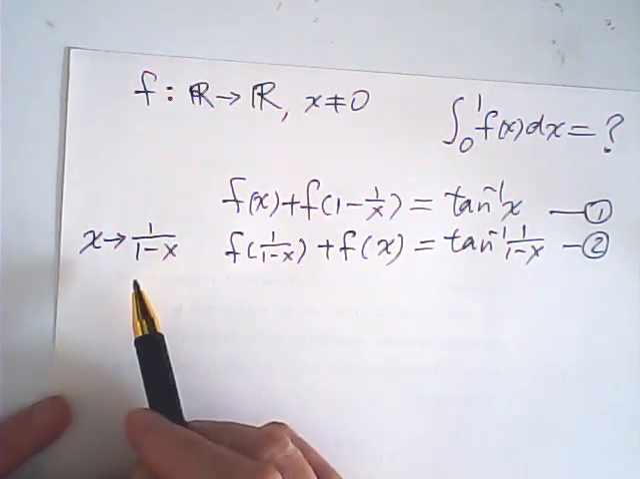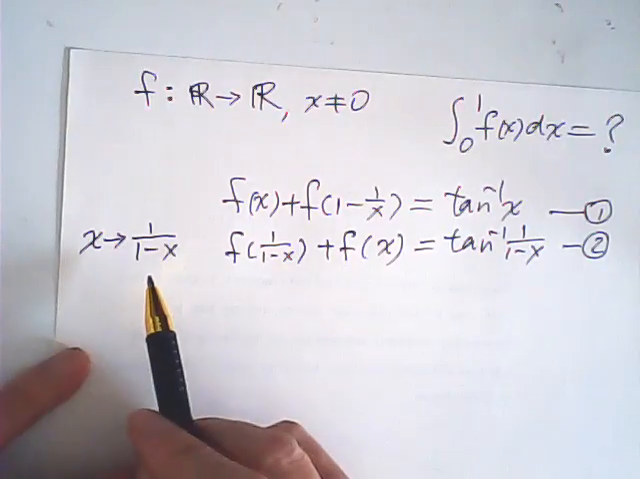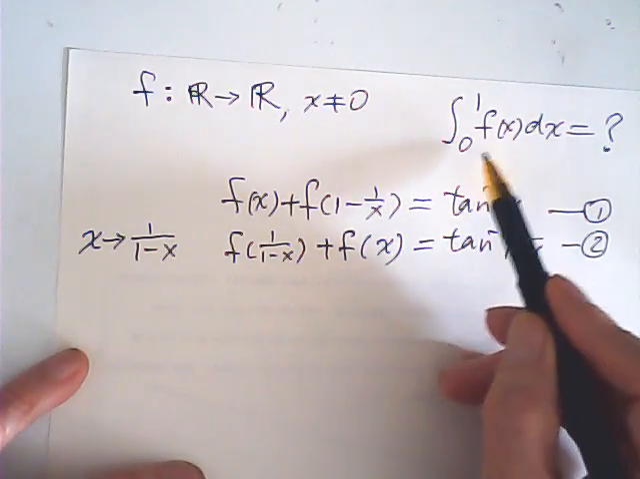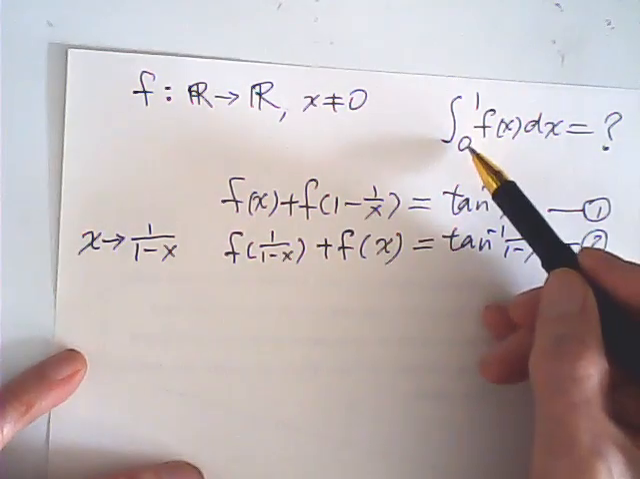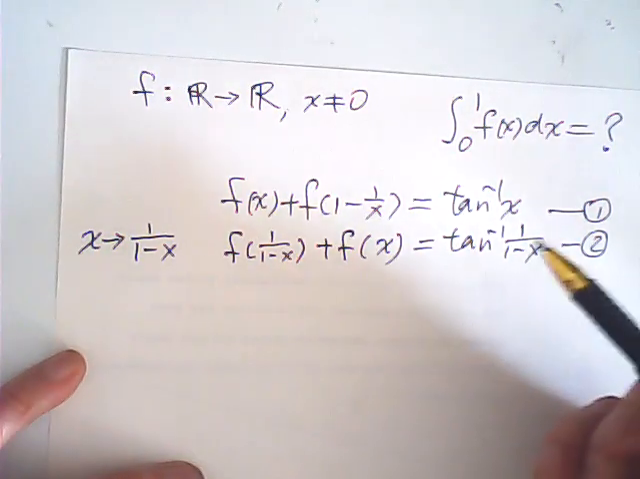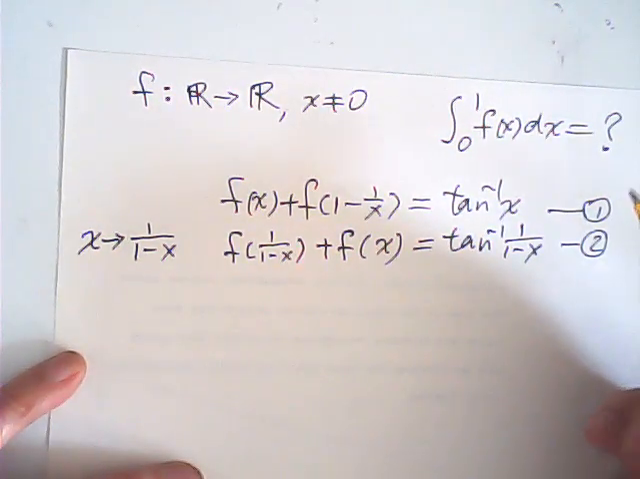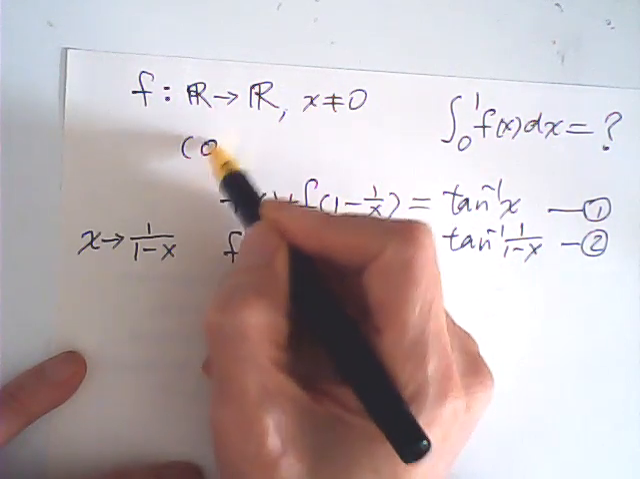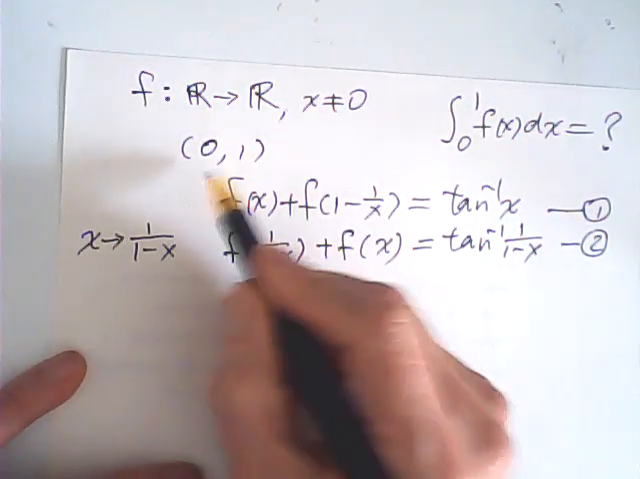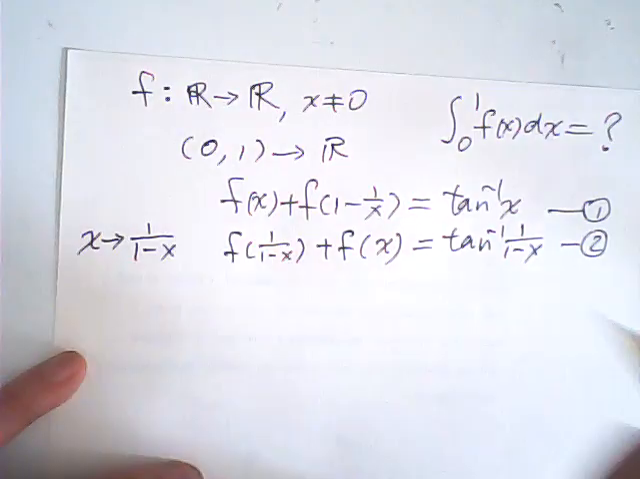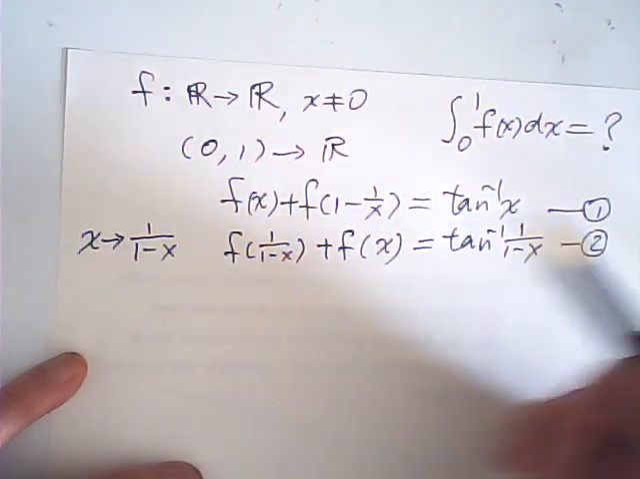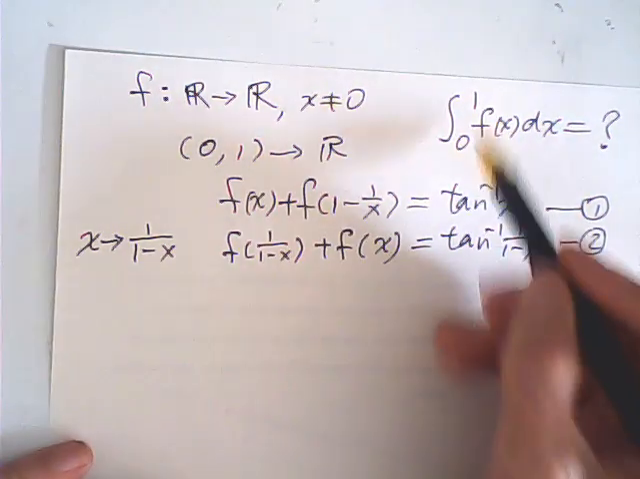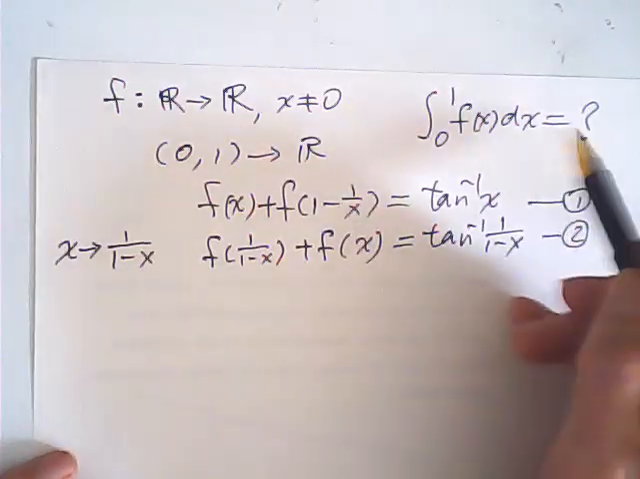Now here, x is not 1, right? x cannot be 1. But in our requirement, we are interested in the interval from 0 to 1. Therefore, 1 is not included. From this requirement, our domain is the open interval from 0 to 1 to real numbers. That is the function we are interested in. So this makes sense because 1 is not in our domain for this particular integral.